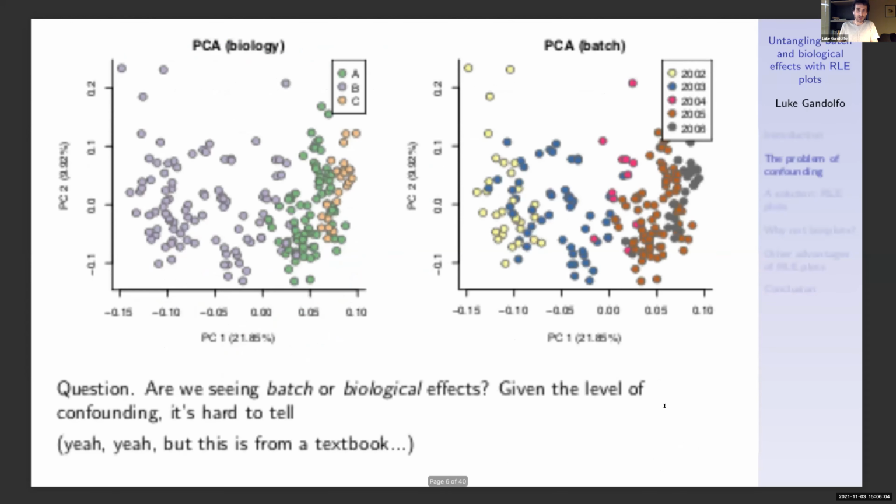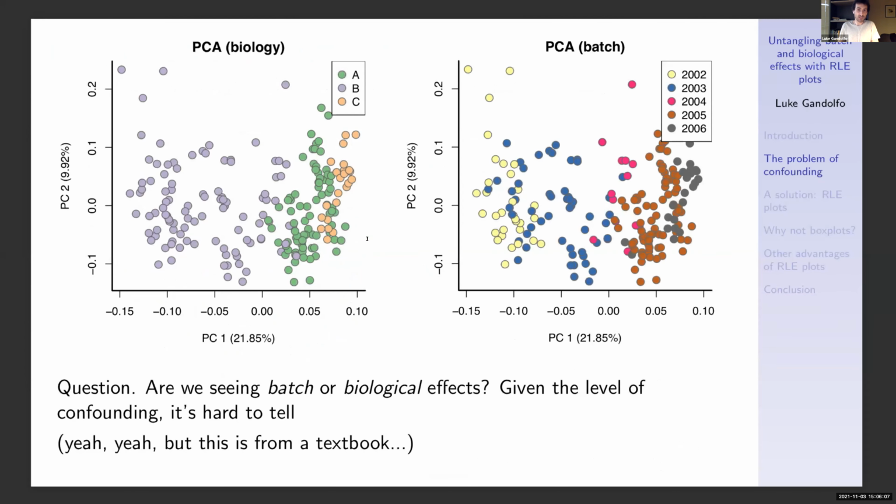Okay, so let's make 2 PCA plots, one colored by biology and another colored by the batch variable, in this case, year of processing. So hopefully now you can start to see what the problem might be, because the question is, are we seeing batch or biological effects in these PCA plots? In other words, what's driving the separation of the samples along the first principal component? Is it biological effects as seen here, or is it batch effects as seen here?